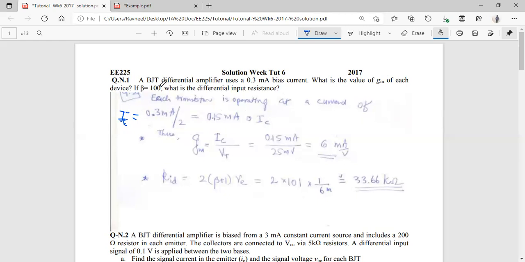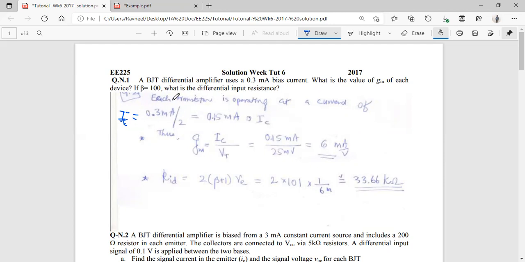Since our beta value is given, we can calculate our alpha, that is beta upon beta plus 1. However, we usually also assume that alpha is equal to 1, because beta upon beta plus 1 in this case will be 100 upon 100 plus 1, that is 101. So you can see that you get an alpha value of 0.99, which is approximately equal to 1.